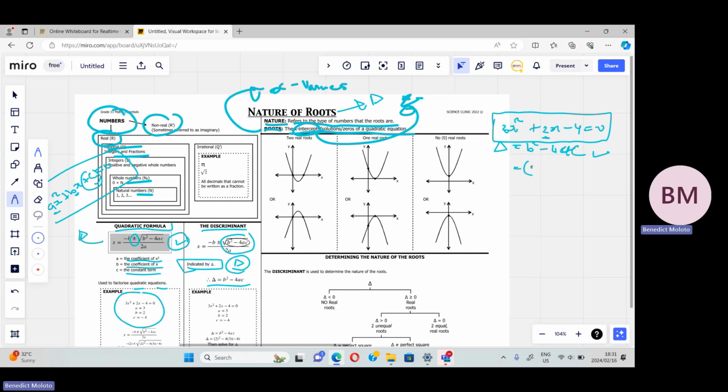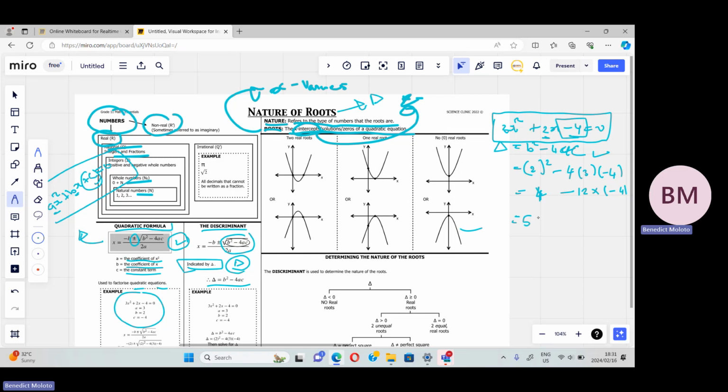Minus 4. Our a is the coefficient of x squared. That is 3. Our c is the constant. This part we substitute as a negative 4. Then from here we're going to have 4 minus 12 times negative 4. Let me perform calculations. Okay, we've got 4 minus 12 times negative 4, which is 52.